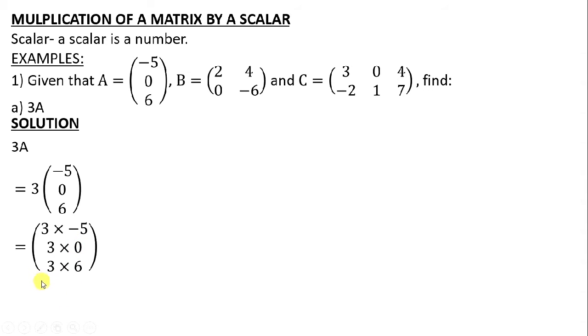Let's do that. So when we multiply 3 times -5, we'll get -15. 3 times 0 will give us 0. 3 times 6 will give us 18. So our answer will look like that. It will be a column matrix, -15, 0, 18. Let's continue.